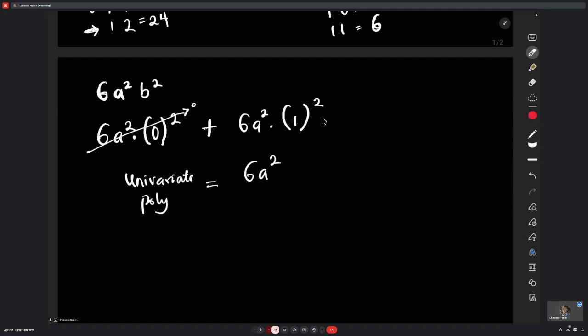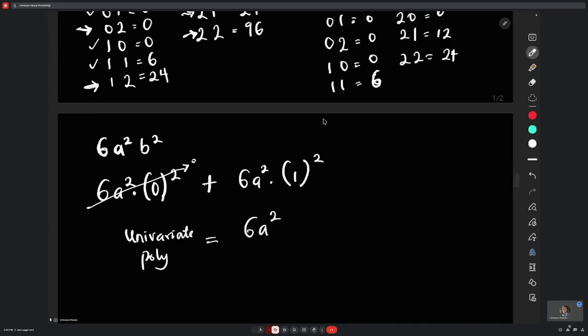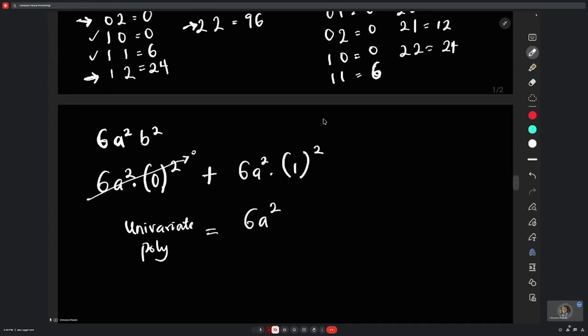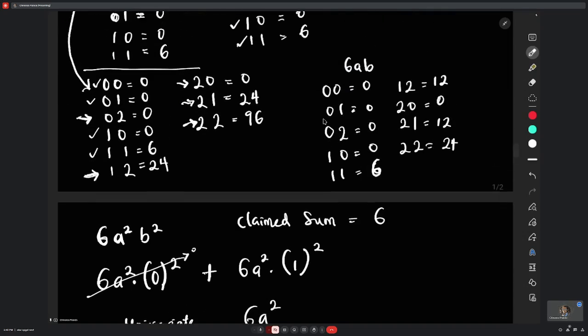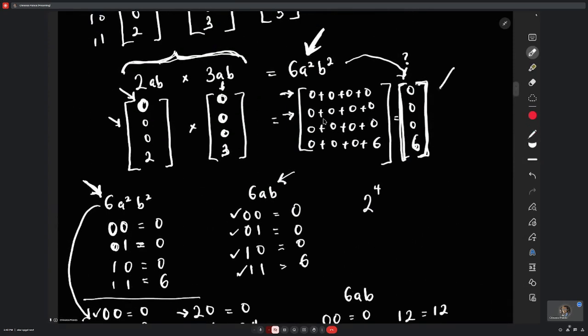And the prover is meant to send this univariate polynomial to the verifier. Sorry, we've not gotten the claimed sum. The claimed sum is 6, which is the evaluation at 0 and 1 over the Boolean hypercube in 2 variables. This basically.